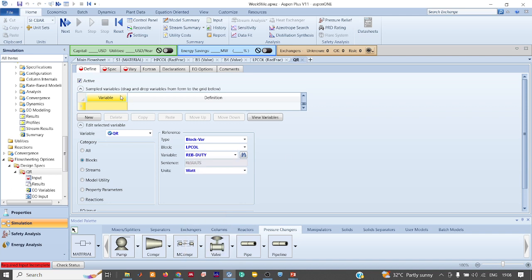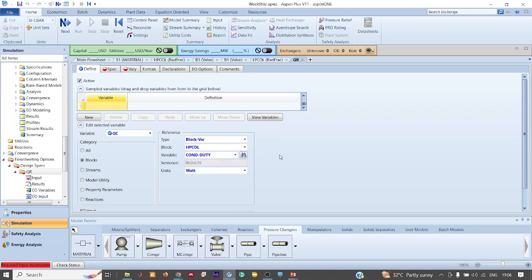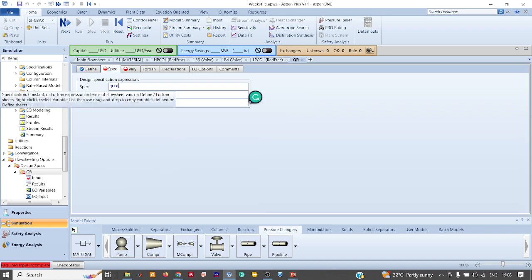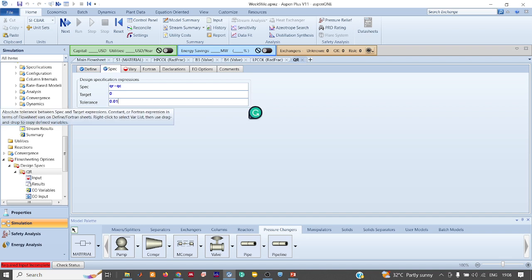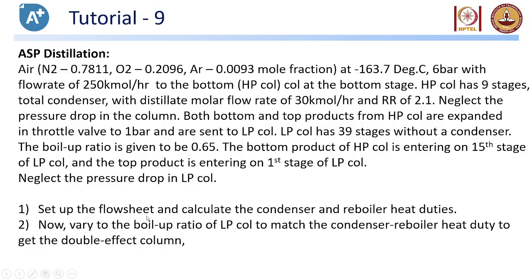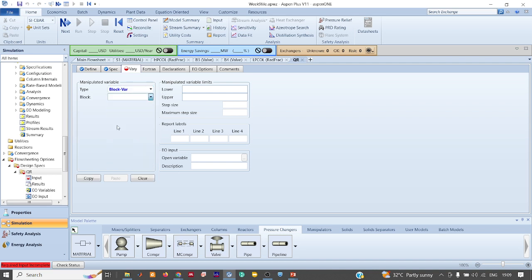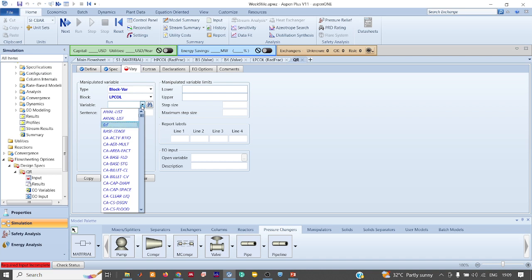Yeah. Reboiler heat duty. Condenser is HP column, right? So we want to specify QR plus QC must be 0. Okay, that's our tolerance. Just recheck if you have given correctly. Then what are we varying? So in the question it said vary boiler pressure of LP column, right? So we'll vary block variable, block column LP column, boiler pressure.